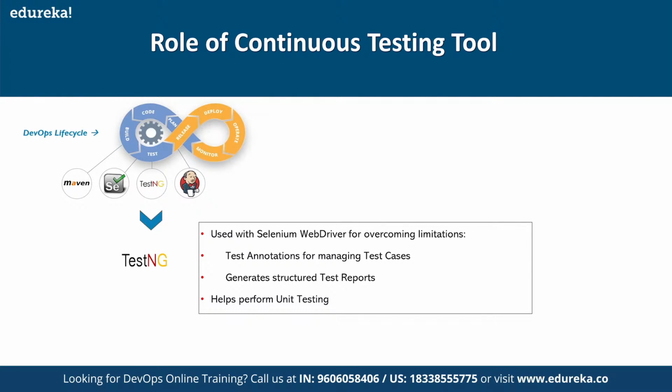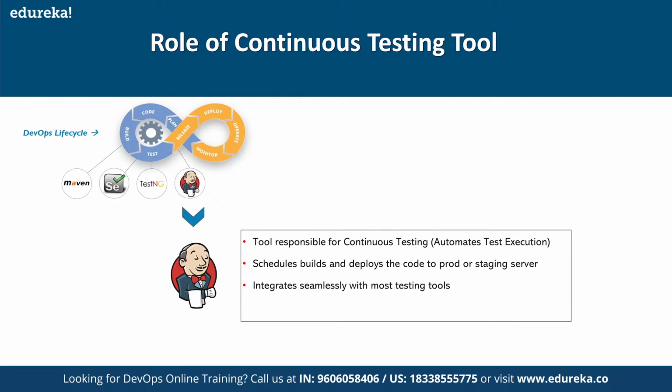TestNG is another tool that is mainly used for managing test cases, writing test cases, and for creating test reports. Like, all the test cases that were run through Selenium have passed. Who will give the report? TestNG will give the report. So TestNG is basically a reporting tool, mainly used for managing your test cases, which Selenium won't be doing. And last but not the least, we have Jenkins.